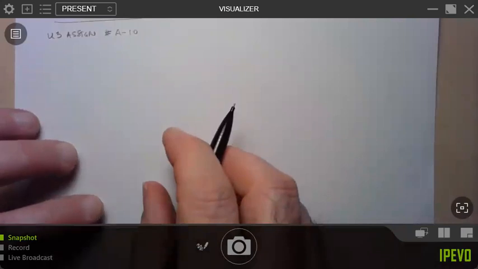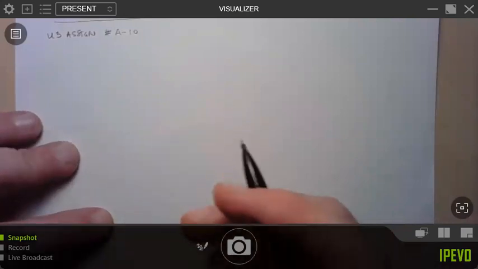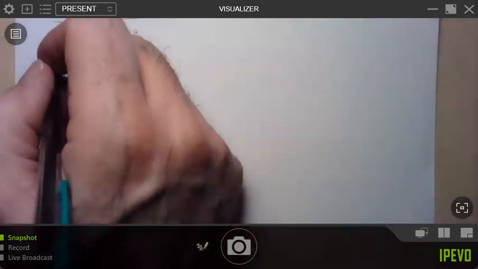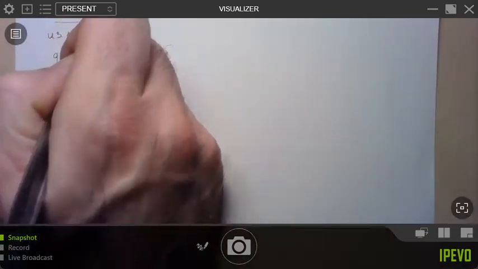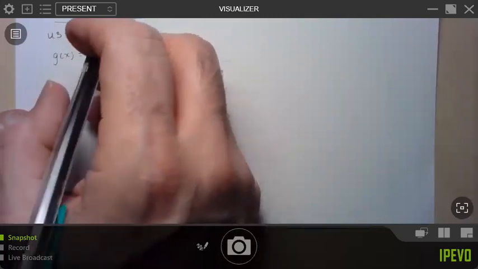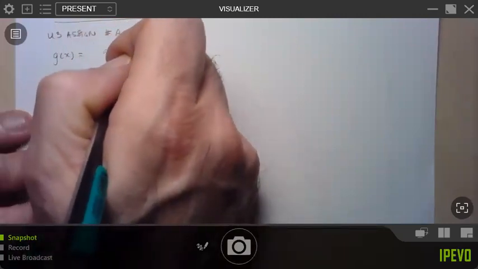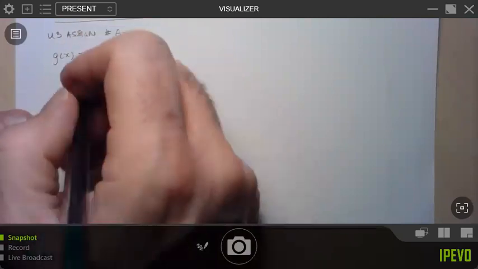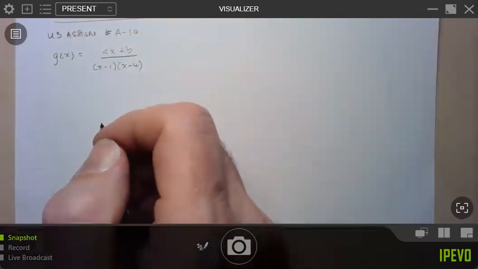I lost my sheet here. Okay, A10. The graph of the function has a horizontal tangent. This is one of those that was on the quiz. There's tons of these questions. The thing that's a little interesting about this one is that it's not a polynomial function. So we have the function g(x) = (ax + b) over (x - 1)(x - 4), and it tells us that it has a horizontal tangent at the point (2, -1).